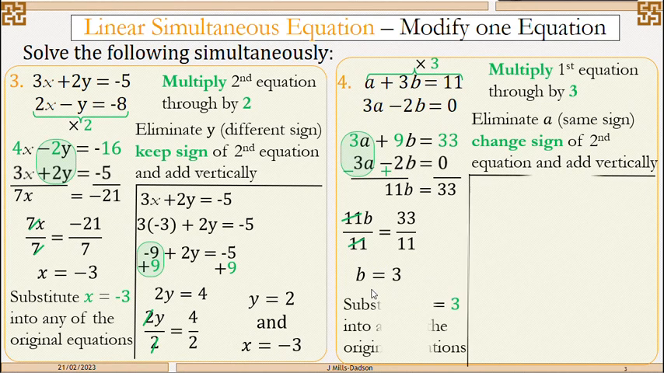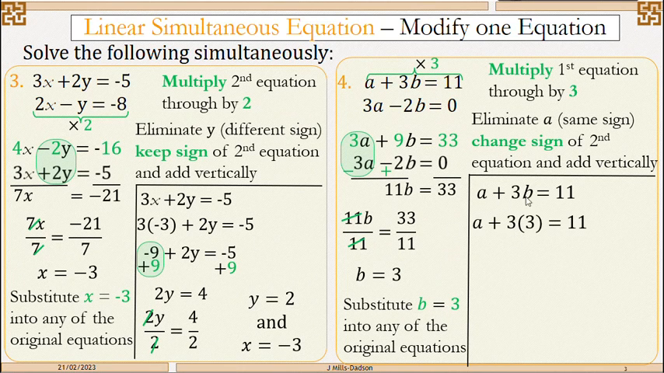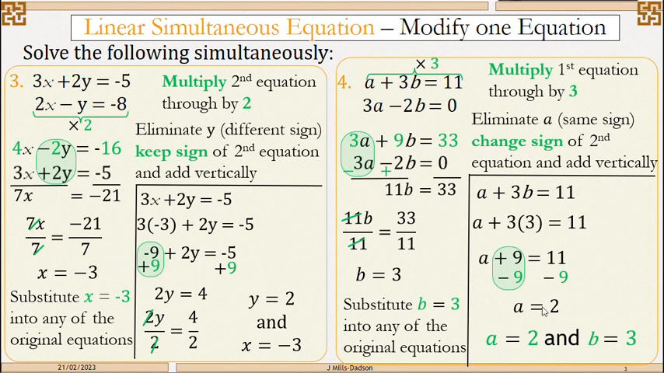Now put b, which equals 3, into any of the original two equations. So I've chosen the top one. a plus 3b equals 11. But I know my b is 3. So here 3 times 3 will give me 9. So my next line will be a plus 9 equals 11. Minus 9 from both sides. And a will be equal to 2. So the final answer will be a equals 2 and b equals 3.